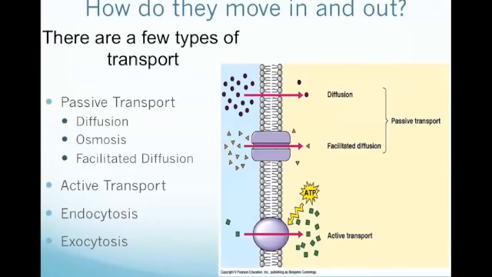And how things actually move in and out are through a few different types of transport depending on the type of molecule. So you have passive transport, which is transport with no energy necessary, and three different types are diffusion, osmosis, and facilitated diffusion. So note, passive is no energy. Then there's active transport, which, as you see in the picture, needs energy to move things through the membrane. And then there's endocytosis and exocytosis, which are basically opposites of each other.